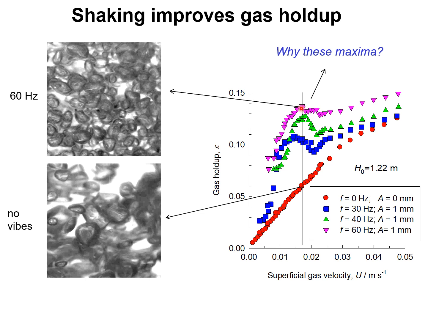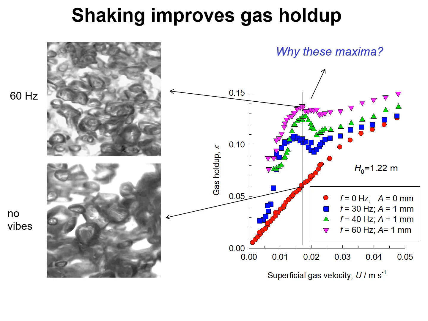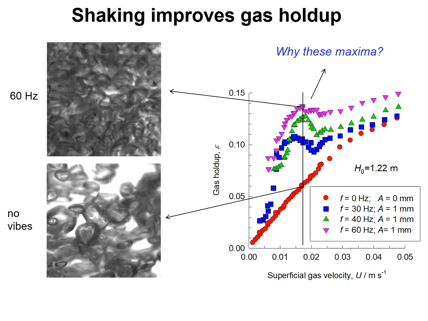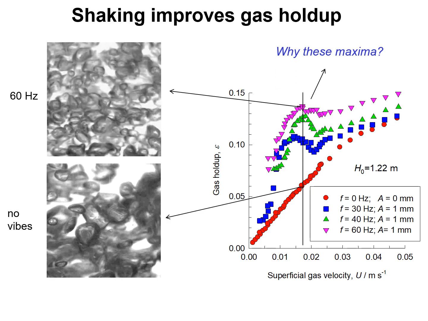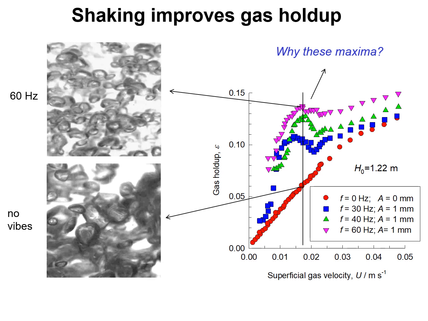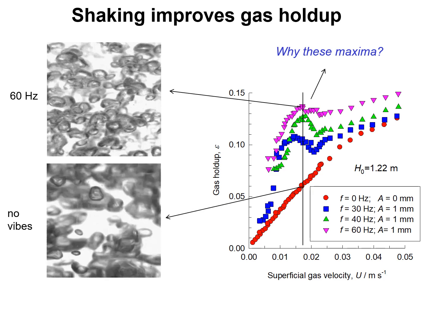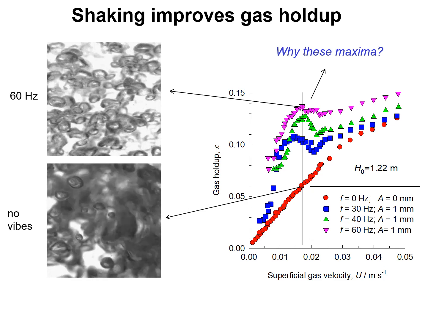If we look at the column at certain positions, say that corresponding to this maximum here, and I examine the gas holdup in the column, we see this behavior, whereas if we look at an unvibrated column, we see that the bubbles are larger in size.